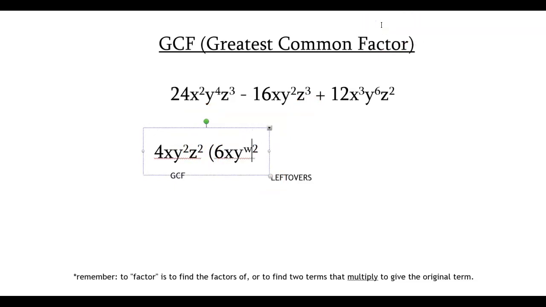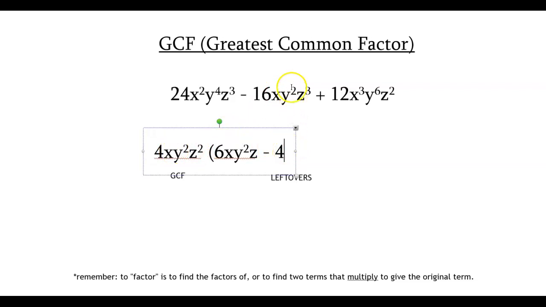Whoa, not w cubed. That would be ridiculous. And then last but not least, my z to the third divided by z to the second. 3 minus 2 is 1. So the leftover for z's is just z to the first. Yes. 16 divided by 4, that's just 4. X divided by x, that actually eliminates x to the first and x to the first. So there is no x term here.